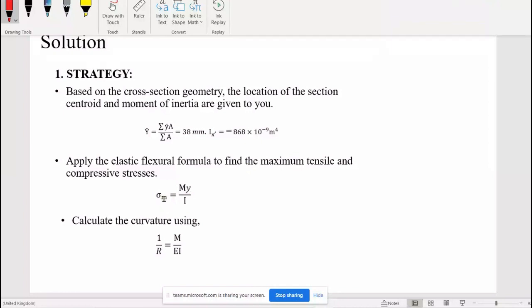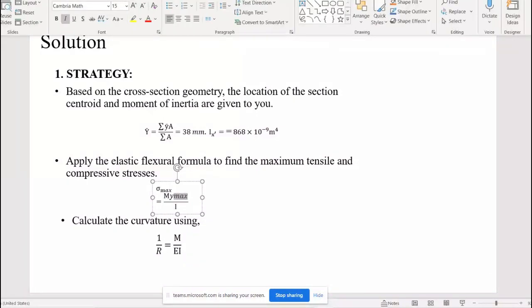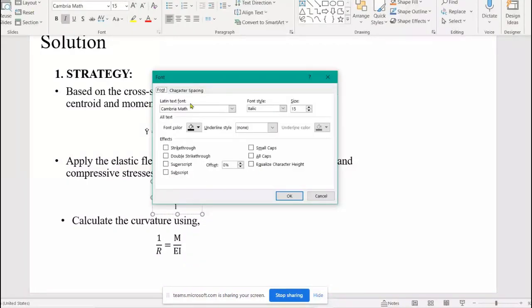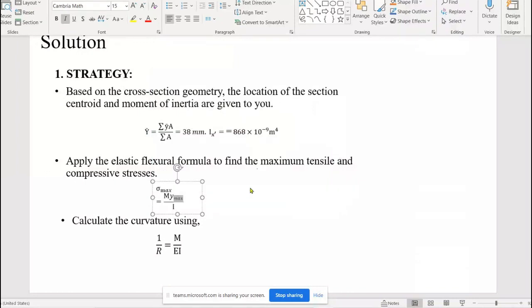So use this one. M is the maximum here. You can take it to be maximum. And then My also max. When I say this one is max, this is also max. Automatically, it will change to max. You can do it as a subscript. All right. And then because you need max, you need to substitute y max. Find out where y max is.